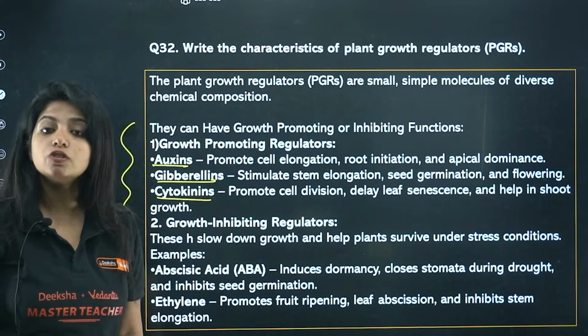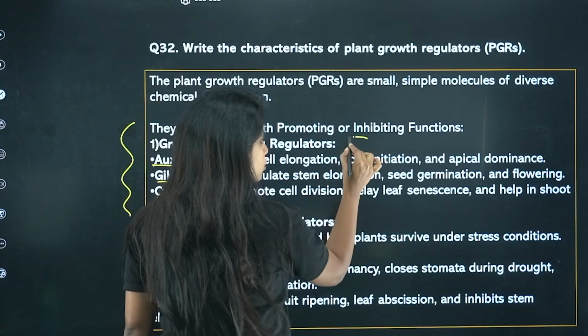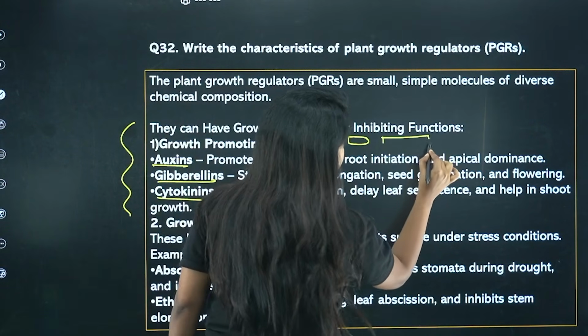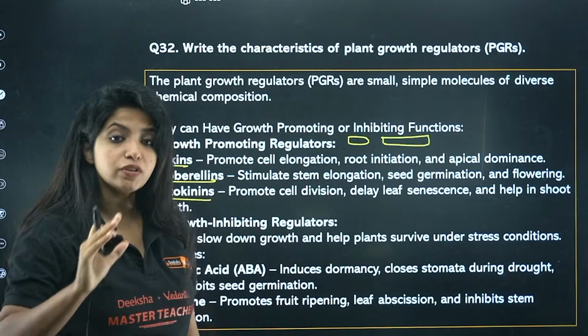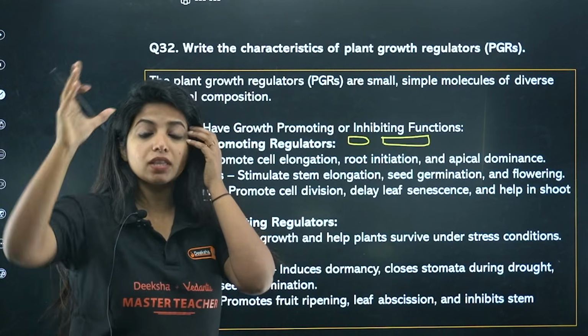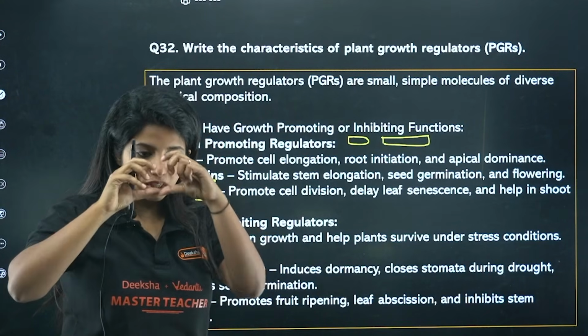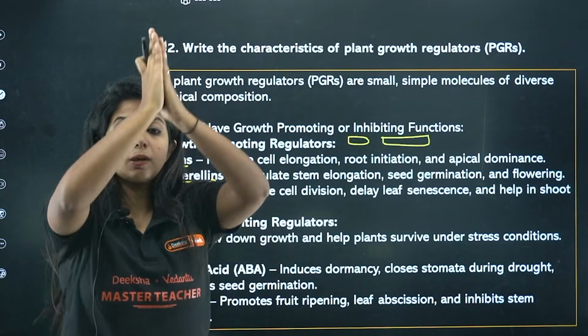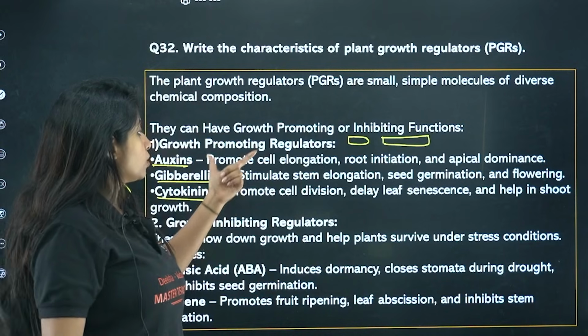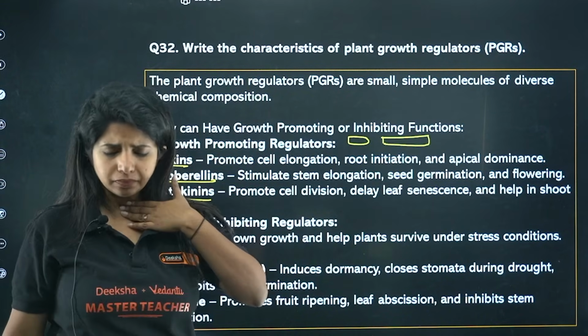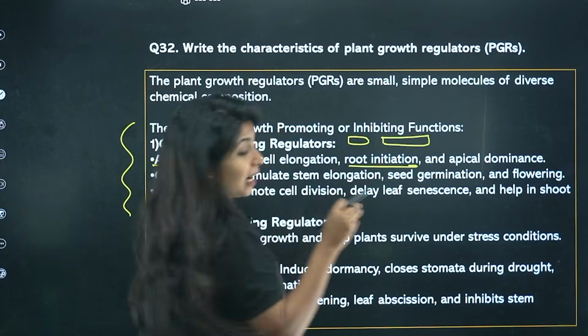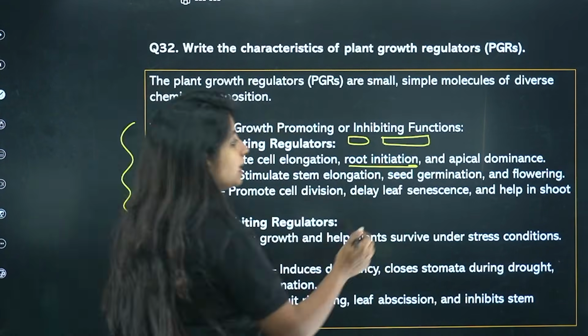are of three different types actually: auxin, gibberellin and cytokinin. Auxin is responsible for cell elongation. Suppose your cell was like this, it will elongate the cell to be like this. Now obviously isn't it promoting the growth of the plant? When the cells are growing in size, obviously the plant is also growing. So it promotes cell elongation. Apart from that, root initiation, it helps in the formation of roots. And apart from that, apical dominance.